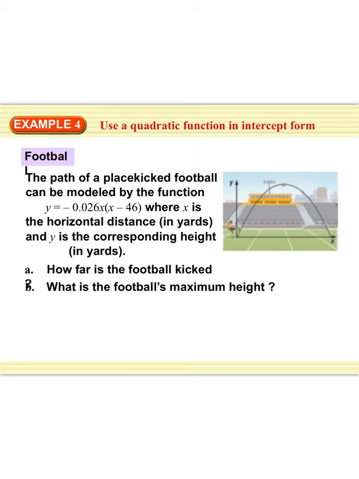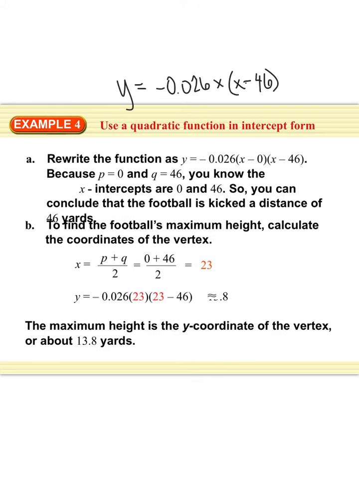Okay, now we're going to look at a real-world example, since some of you are wondering how parabolas are related to real life. This is a football example, but I can think of plenty of other examples where this can be modeled by different sports or even by different situations. So we have a function here for the flight of this ball, and we want to know how far the ball is kicked and what its max height is. What we need to do is rewrite our function in intercept form.